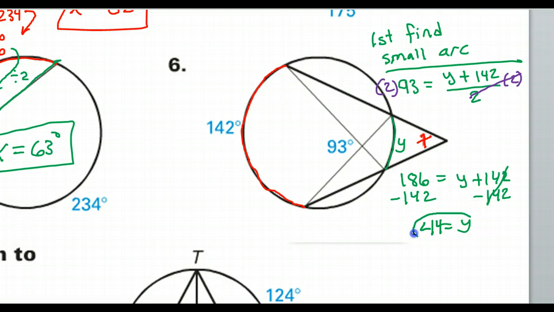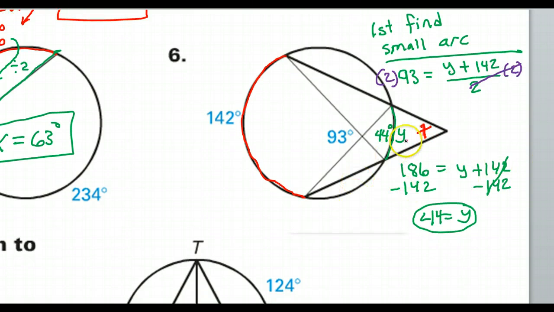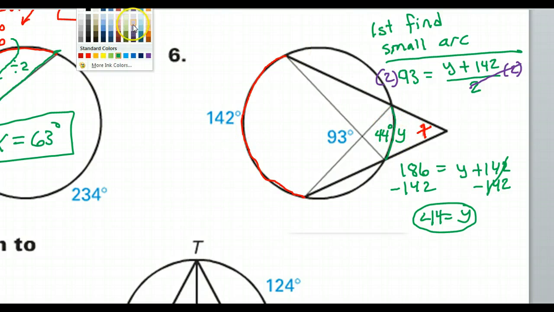I'm going to need that. All right, that's not the answer, but I'm going to need that. So remember, that was the small arc. So I'm going to just squeeze that in right here. This is 44 degrees. Now I can go ahead and find the angle by doing big arc minus small arc divided by 2. So that's what I'm going to do.